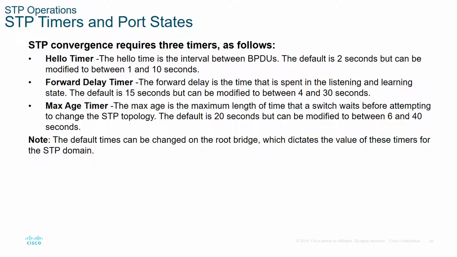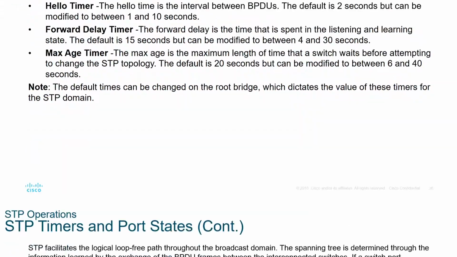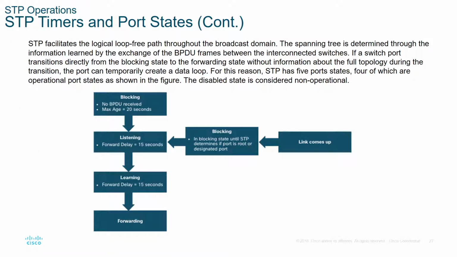You need to note the default times can be changed on the root bridge, which dictates the values of these timers for the spanning tree protocol domain. So you change it on the root bridge, and that will determine the timers for all the other devices. So you don't have to change it on individual switches. You can just change it on the root, and it will then be running the same on every other device within that spanning tree domain.